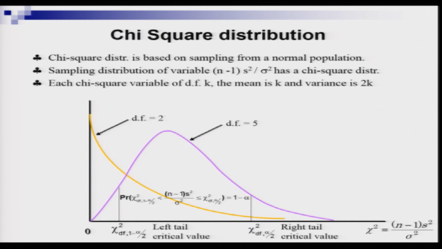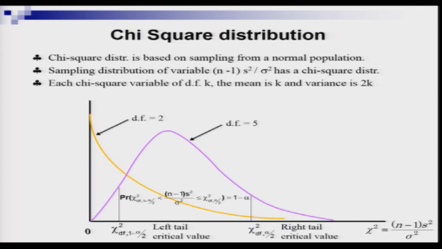Now, we are going to look at interesting critical values and the corresponding probabilities associated with the chi-square distribution. So, here we are going to look at the left tail and the right tail critical value.